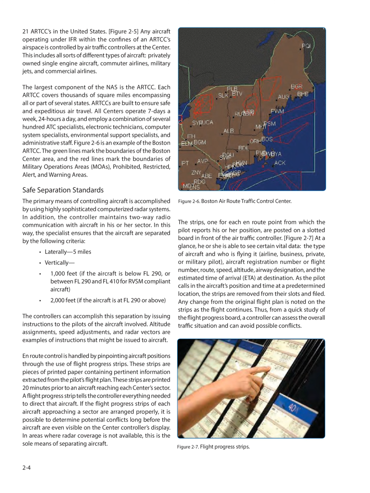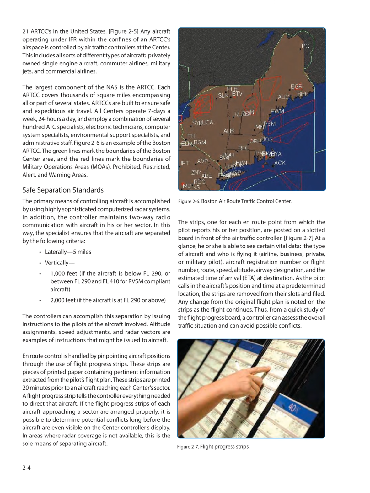The green lines mark the boundaries of the Boston Center area, and the red lines mark the boundaries of military operations areas, MOAs, prohibited, restricted, alert, and warning areas. Safe separation standards. The primary means of controlling aircraft is accomplished by using highly sophisticated computerized radar systems.